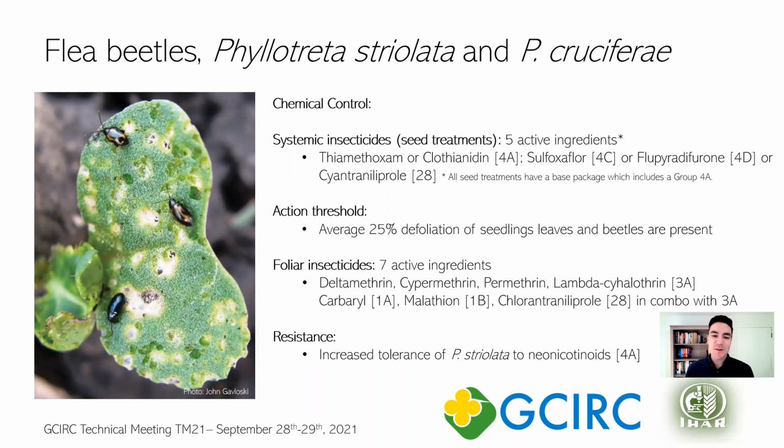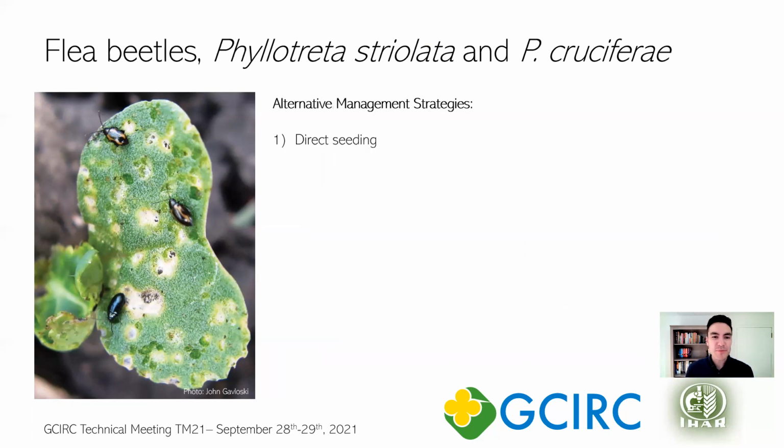However, we do see some increased tolerance of Phyllotreta striolata, the striped flea beetle, to our neonicotinoid seed treatments. This was first discovered around 2006, reported in the literature around 2008. However, since that time, we're not aware of any ongoing research that has investigated if there's been a change in this tolerance level. And currently my laboratory has a funded project to look into just that question.